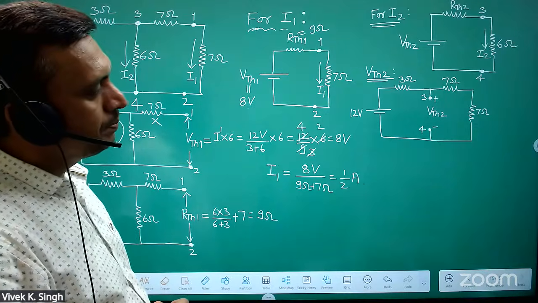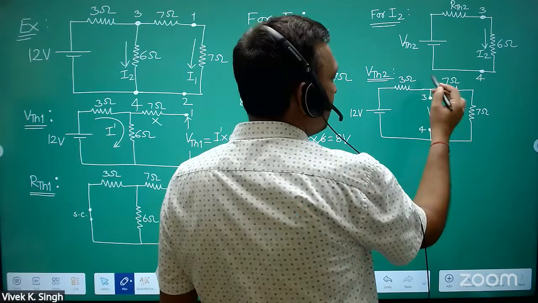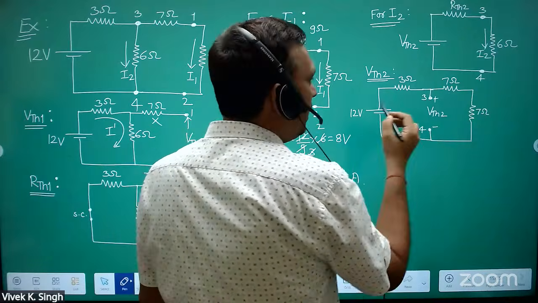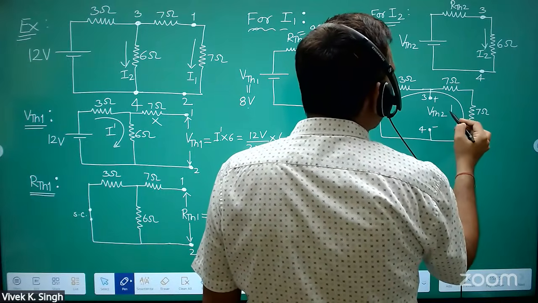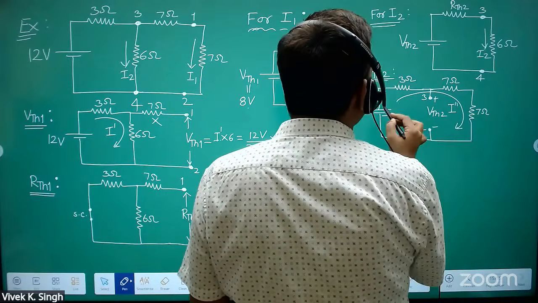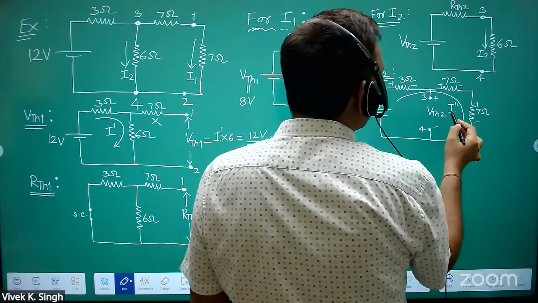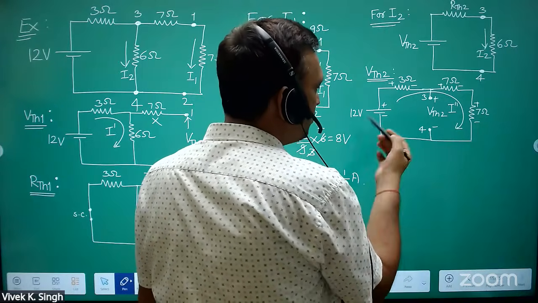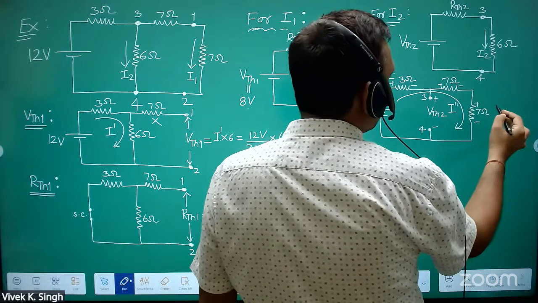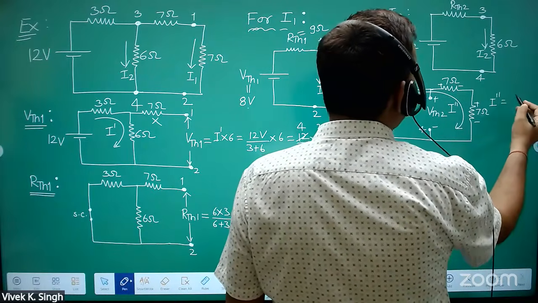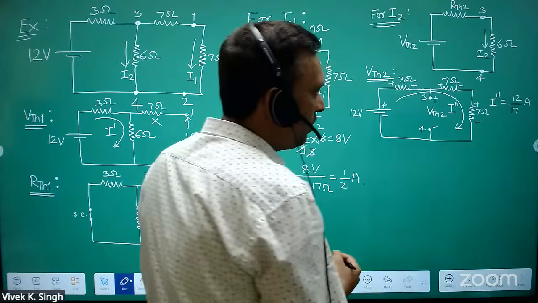So what will be this drop? Either you should first find the current in this loop. Let's see, current in this loop is I double dash, with the polarity minus plus plus minus. This is the actual direction of current. So what will be I double dash? This is simply Ohm's law, V by R equivalent. So I double dash will be 12 by 14 plus 3, 12 by 17 ampere.